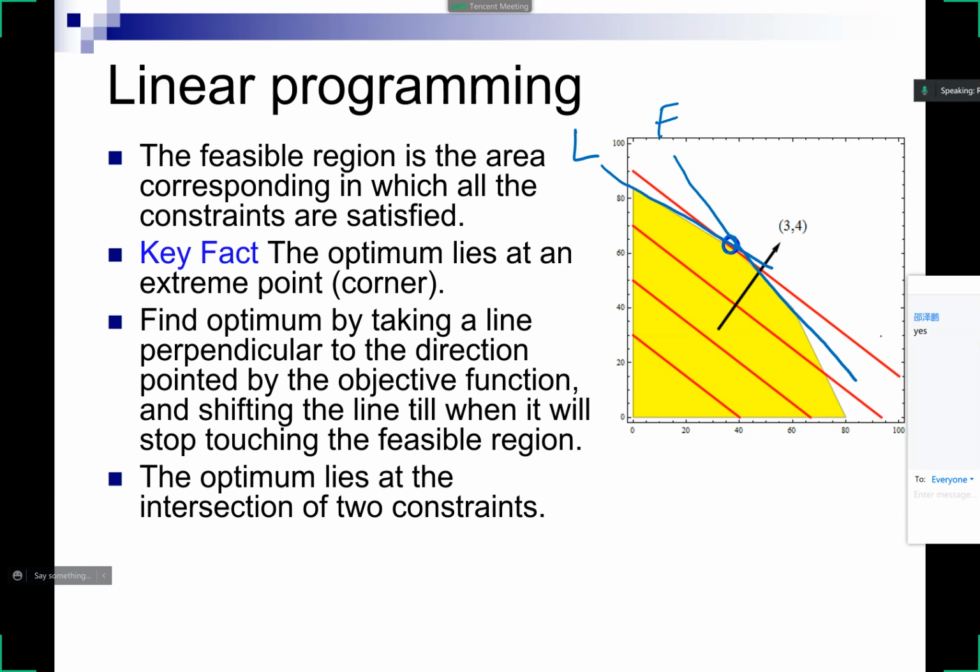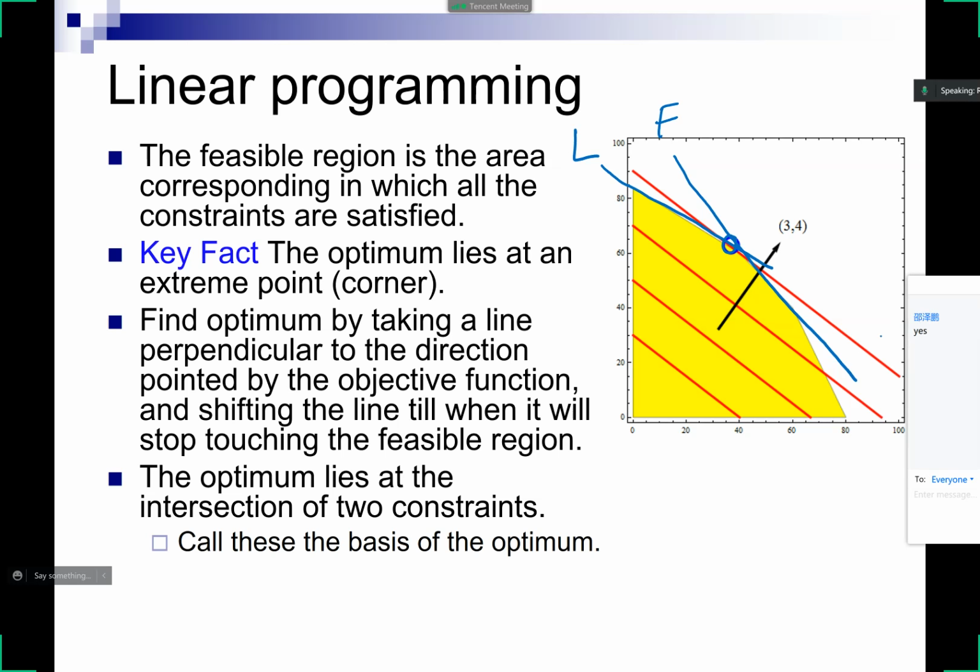You notice that this point is exactly at the intersection of two constraints, and this is because we're working in two dimensions. When you work in two dimensions, two lines are going to intersect at a unique point, unless the lines are parallel. In general, we're not going to consider situations where constraints form parallel lines. We assume that none of the constraints are parallel to each other, so because we're in two dimensions, two lines intersect at a point. That means the optimum always lies at the intersection of two constraints.